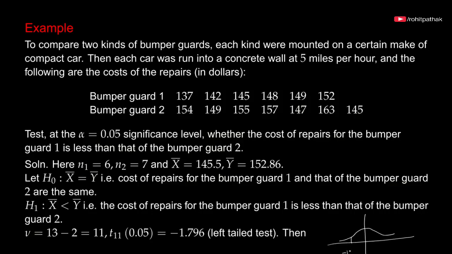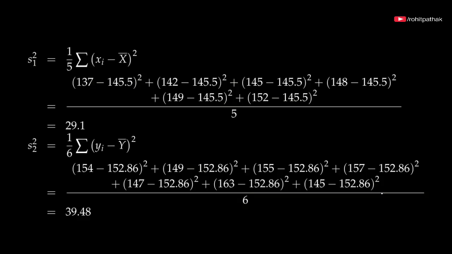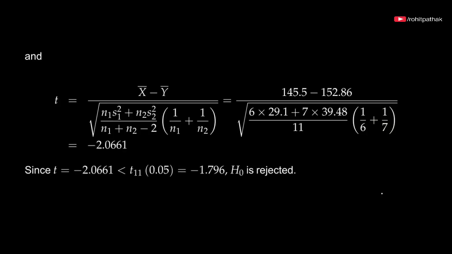So this is the critical value, minus 1.796. So total 5% area on left hand side at 11 degrees of freedom. Now S1 square if we calculate, then S1 square comes out as 29.1. Similarly, S2 square comes out as 39.48. So what is T? T is x bar minus y bar upon the standard error of x bar minus y bar for n1 not equal to n2. So if we calculate this, we find that T equal to minus 2.0661.